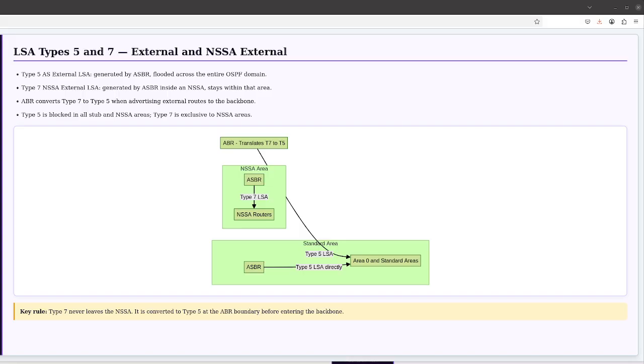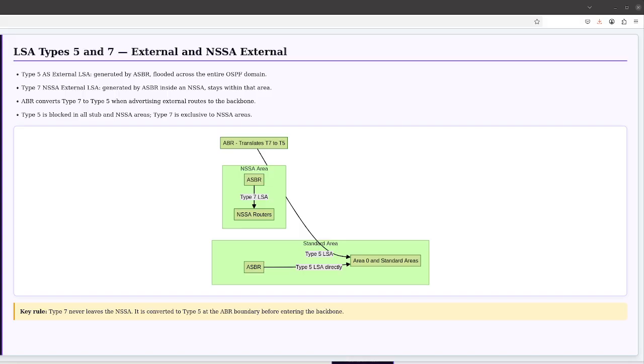Each Type 5 LSA describes a single external prefix, its metric, and the metric type. Type E1 external routes add the internal OSPF cost to reach the ASBR to the external metric, so the cost grows as the route propagates. Type E2 external routes preserve only the external metric regardless of how far the ASBR is, which is the default behavior when redistributing into OSPF.